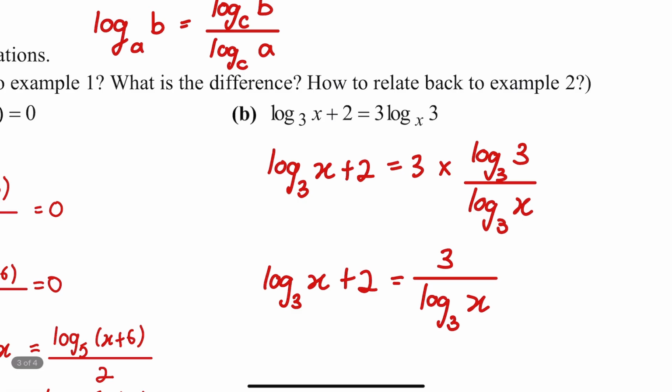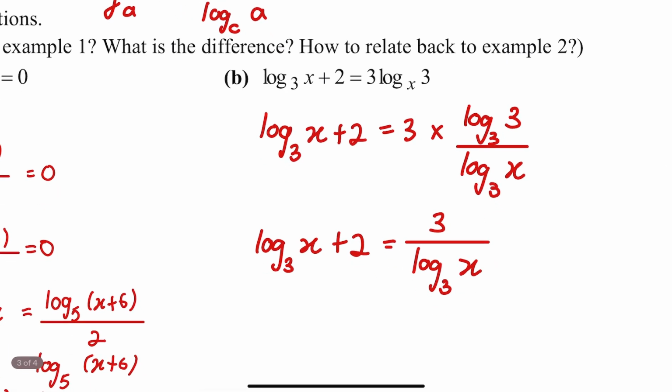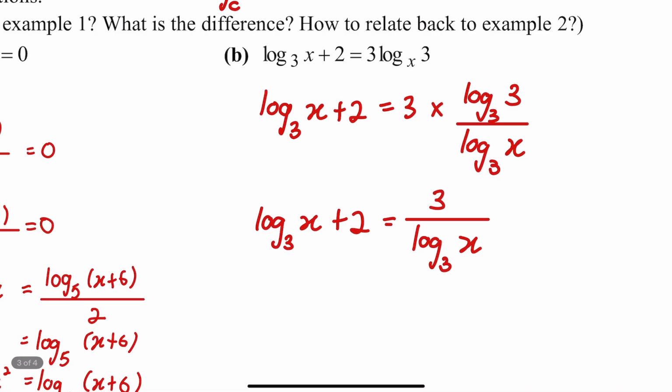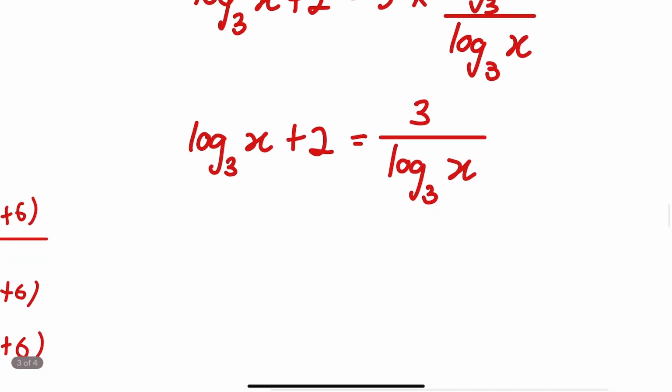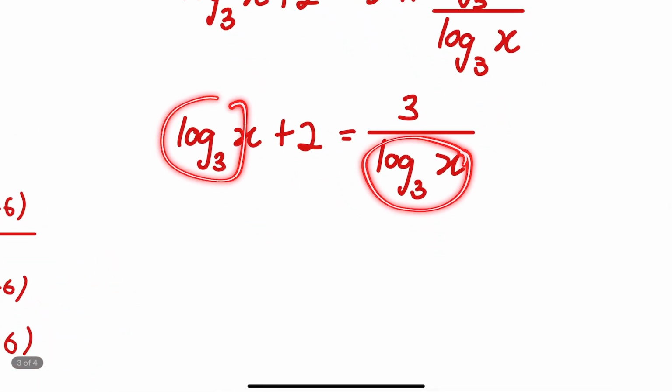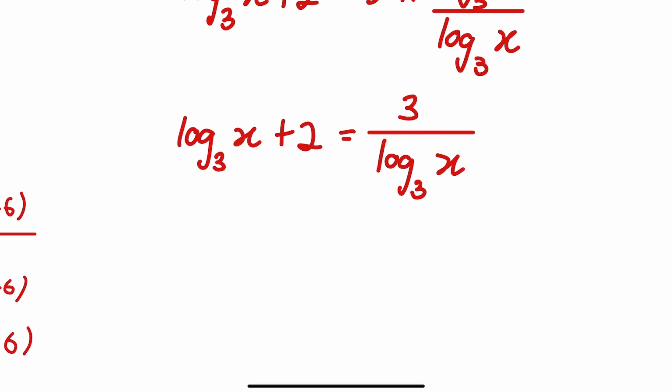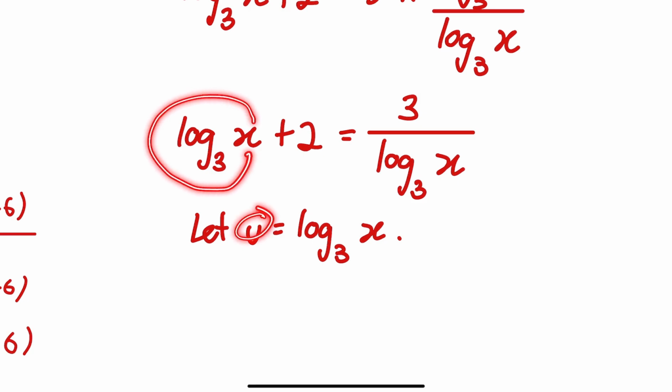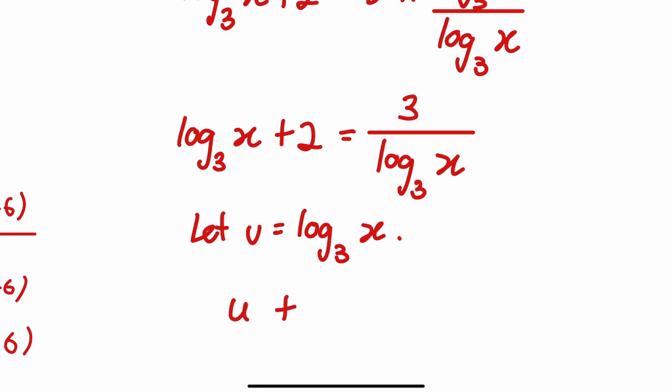Okay, then from here, what we can do is to make your life easier. What we can do is simply use a simple substitution. I have log base 3 of x over here. It might be a bit hard for you to see, so what we can do is use substitution. I'll let u be equal to log base 3 of x. If you find that you can see this without substitution, that's also fine, but it will be easier to use substitution to visualize this equation. So if I replace all my log base 3 of x by u, I will get u plus 2 equals 3 over u.